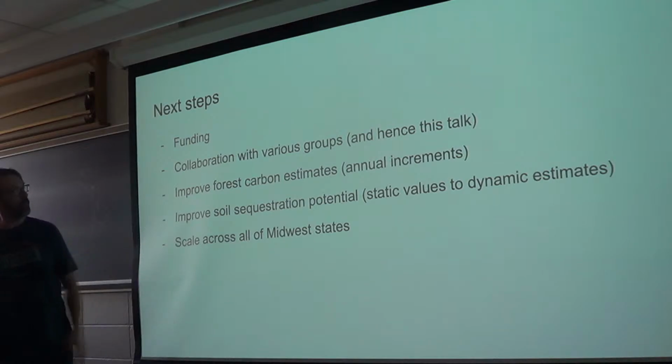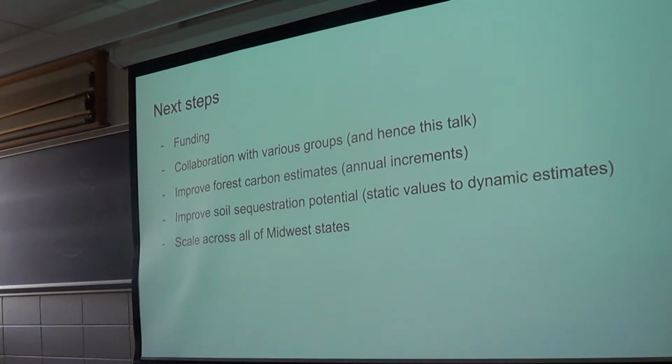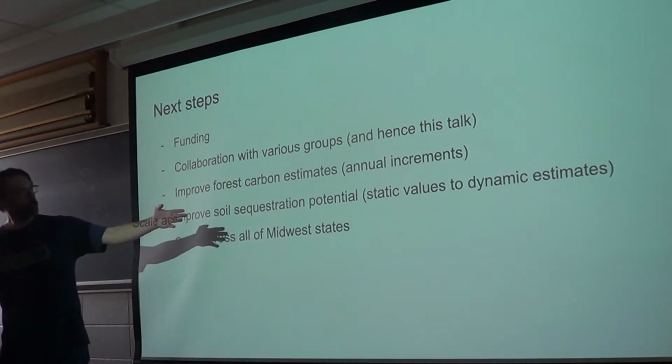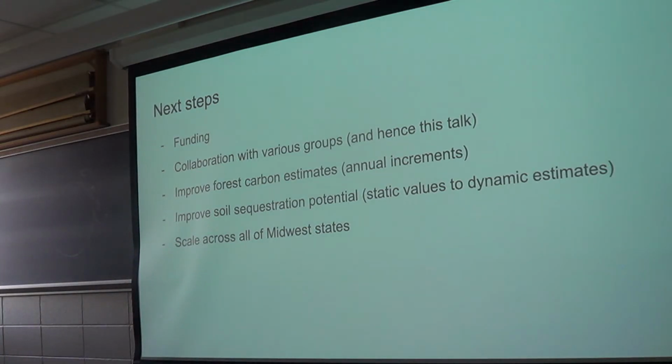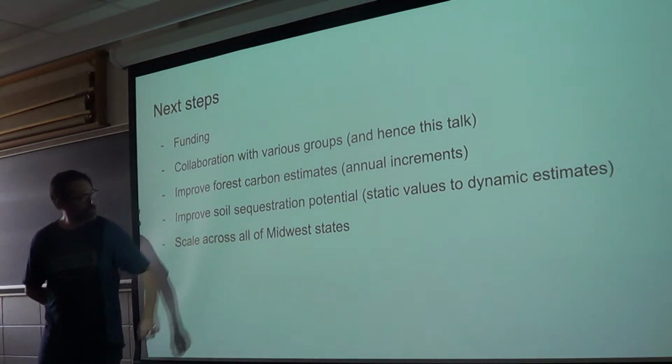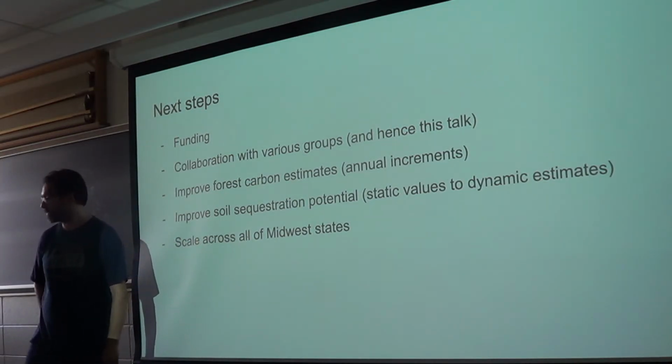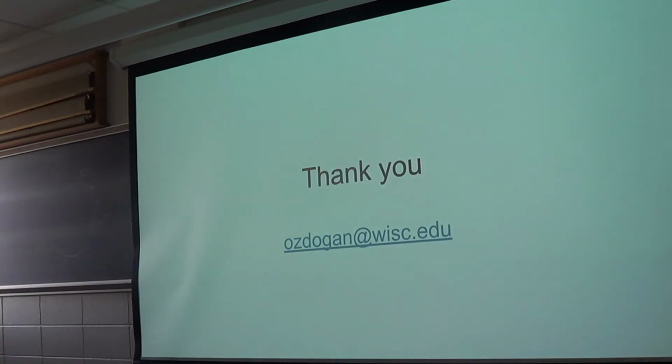We need to do a better job improving forest carbon estimates, including things like how much annually these forests are increasing their carbon accumulation. Improve soil sequestration potential, going from static numbers that I showed to more dynamic numbers, but I think that's a difficult question to answer. I'm already reaching out to a couple of my colleagues in the soils department. They have lots of really good observations in Wisconsin, so maybe that's where we can start, and then go from there to scale this to all of the Midwestern states. So that's a fast and preliminary work for me.